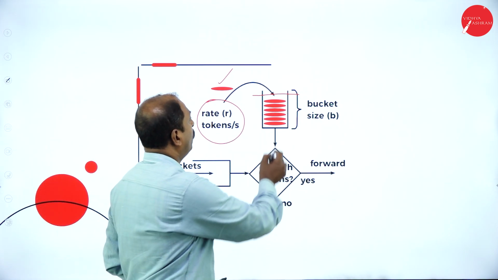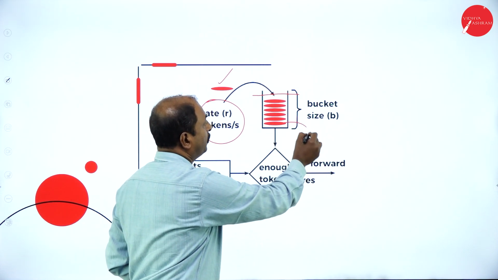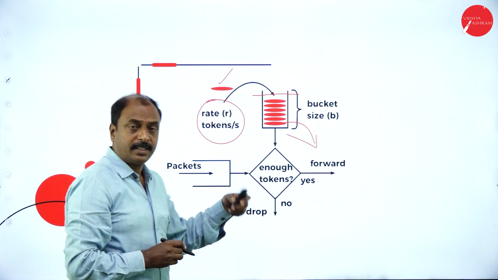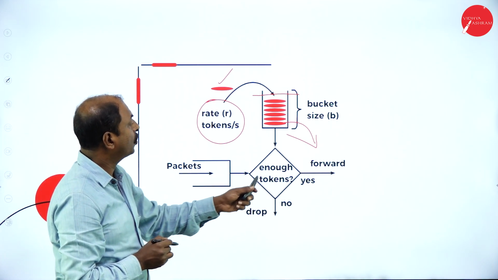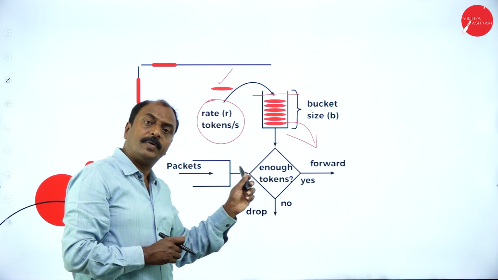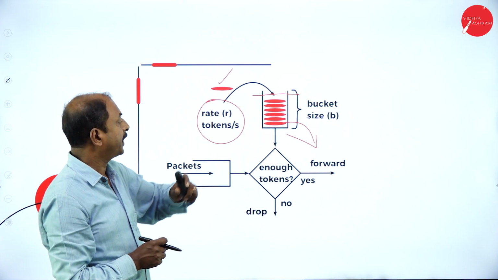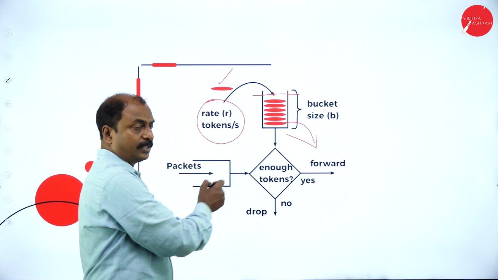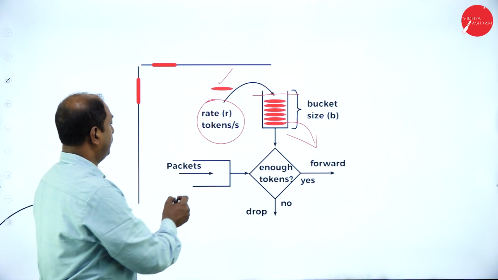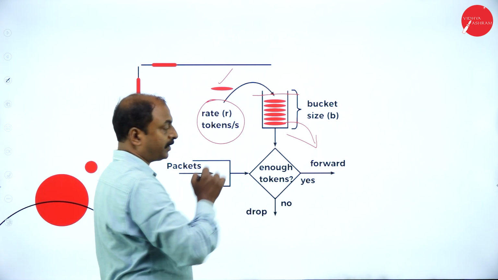So for that, once the tokens are in the bucket, a token has to be released from the bucket. Then the packets move into the network, across the network, once the tokens are released from this bucket. So it's going to check this. This is the flow chart here. See, the packets are coming in, and it checks whether enough tokens are there.